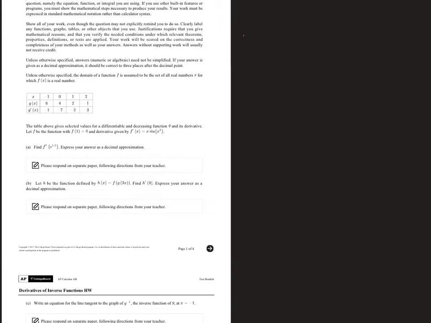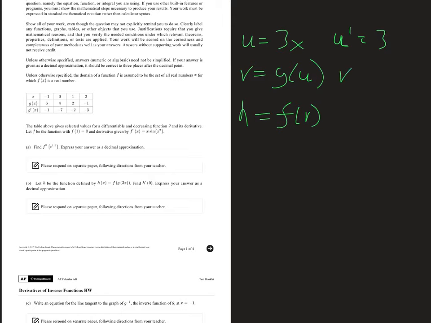Inside part first, u is equal to 3x. v is equal to g of u, and h is equal to f of v. Each of those derivatives, I'm just going to call it u prime this time, be a little lazy, is equal to 3. v prime is, well, now I'm confused because I don't have an equation for g. So how am I supposed to take the derivative of g if I don't have the equation for it?